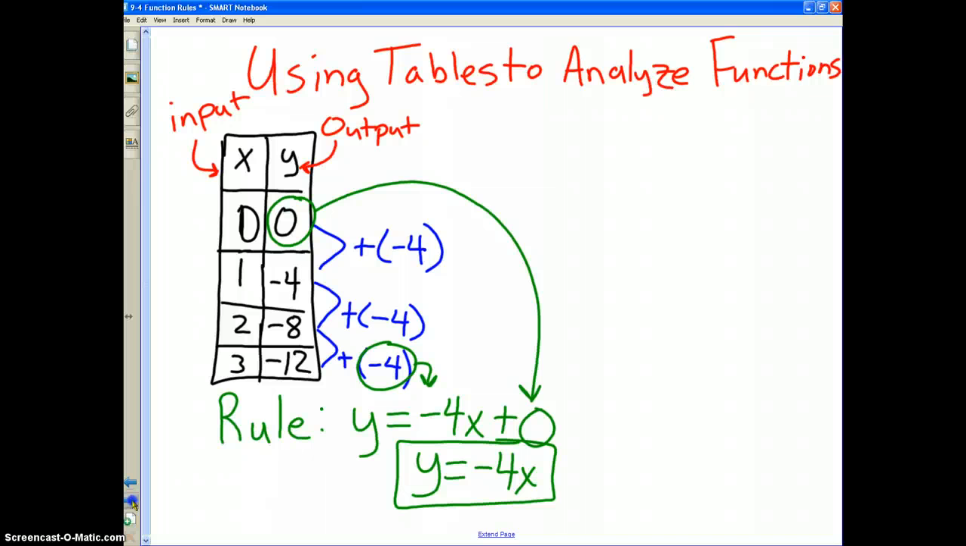I'd like to go over another one that doesn't have that case, but I'll wait a little bit for people to copy that down. So our final rule would be y equals -4x.